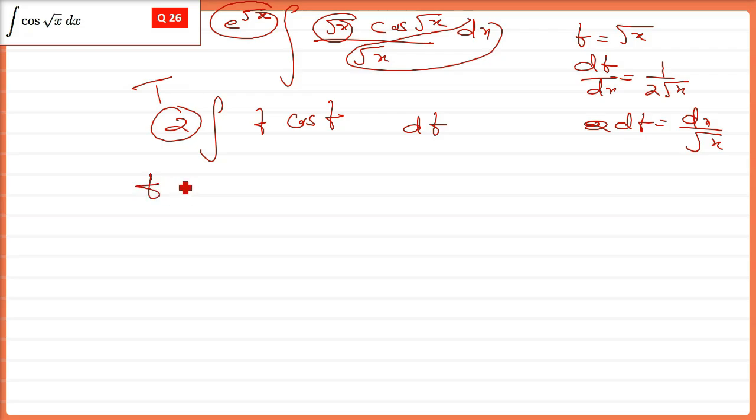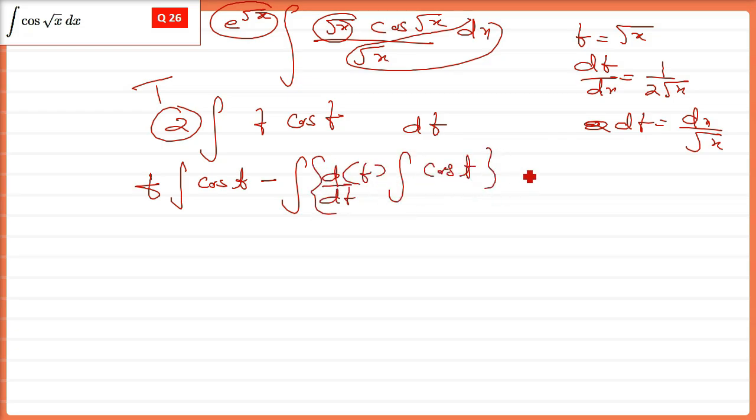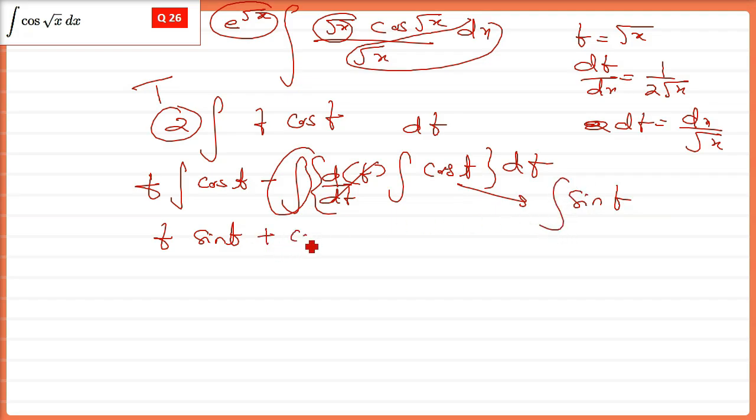So t we take as the first function, then integration of cos t, minus d by dt of t, and then integration of again cos t. Then whole of these has to be integrated after multiplication with the d by dt. t, what is cos t integration? It's simply sin t. d by dt of t will be 1. Cos t integration is again sin t. Then we have to integrate it again. Minus, because sin t integrated will be negative cos t. So plus cos t plus constant of integration.